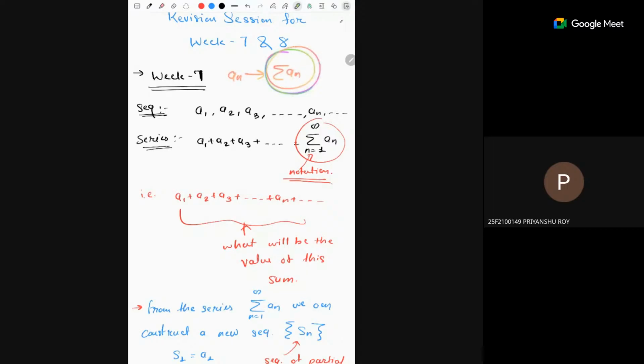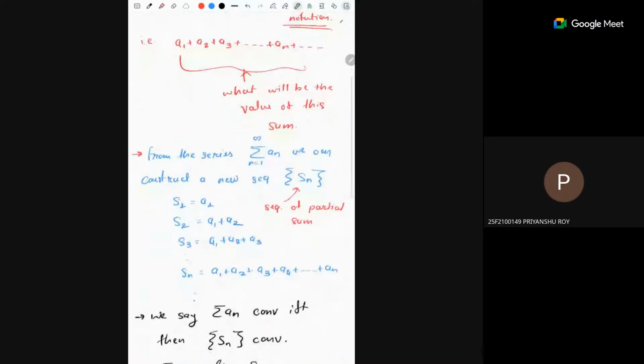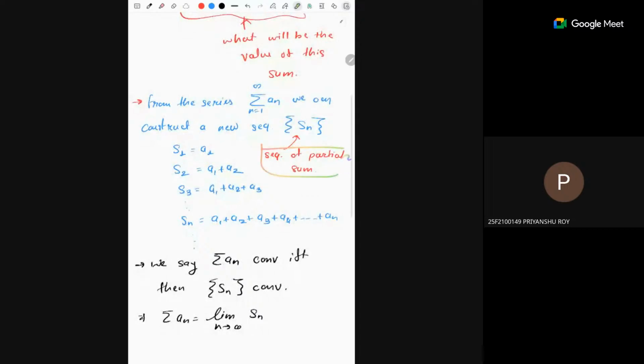Now in this series I can construct one more new sequence. That sequence is known as the sequence of partial sums. So what is the sequence of partial sums? It is a sequence S_n whose first term is a1, the second term is the sum of two terms, that is a1 plus a2. The third term is the sum of three terms, a1 plus a2 plus a3, and so on. So the nth term of this sequence will be the sum of all n terms, a1 plus a2 plus a3 and so on up to a_n.